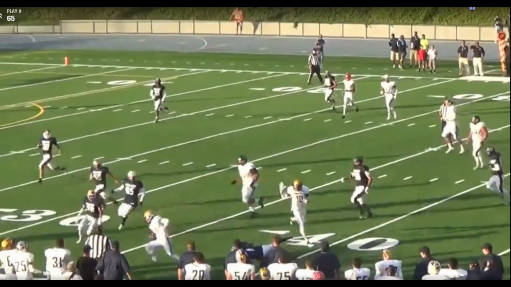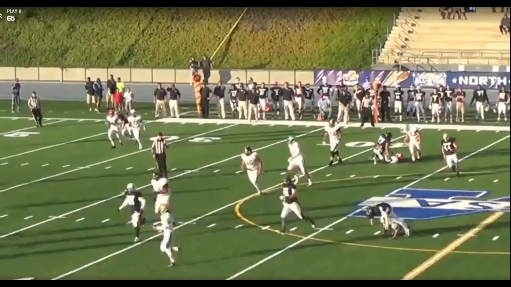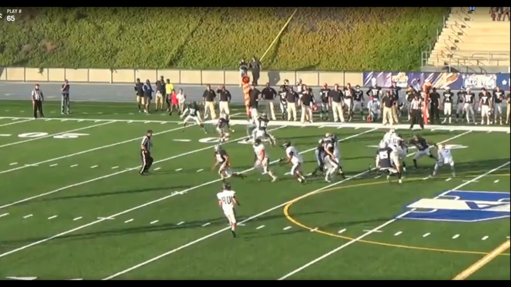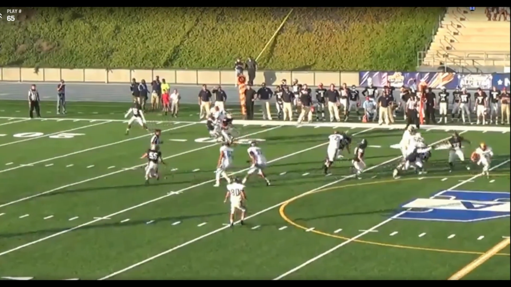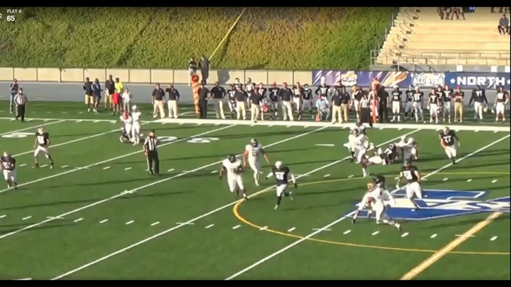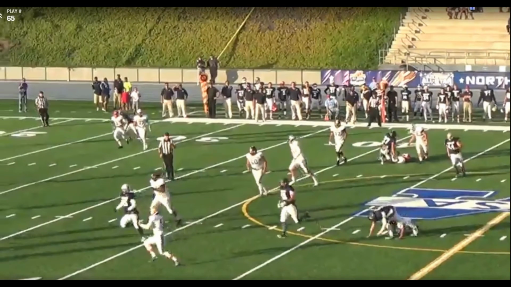Now that hit is done with the back. It's not with the helmet. Let's watch it in slow motion. You can see how effective it is. It knocks 60 off his line. He's effectively out of the play. That's a legal block. Great job.